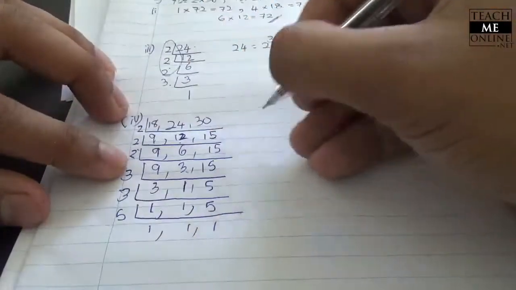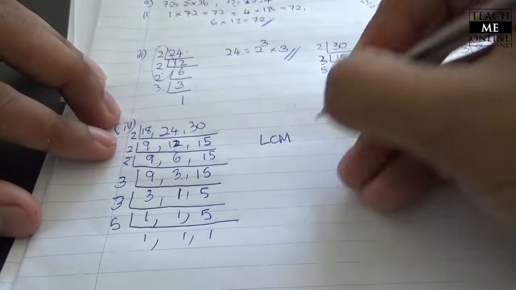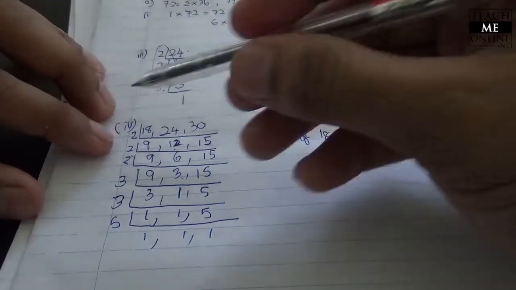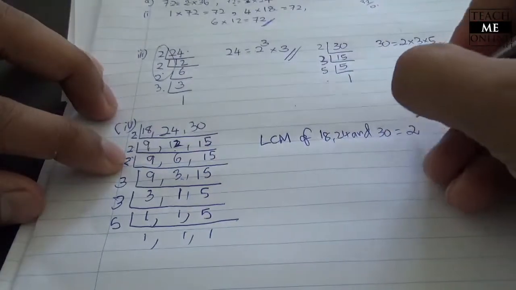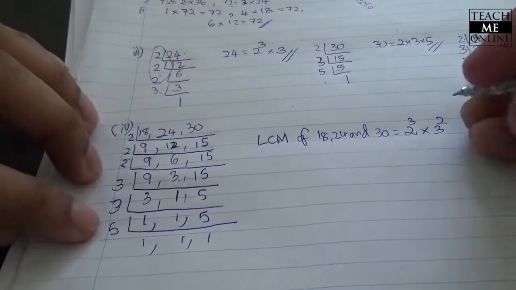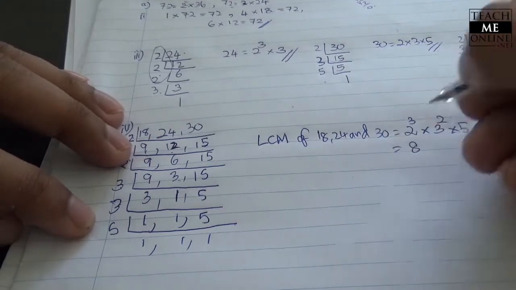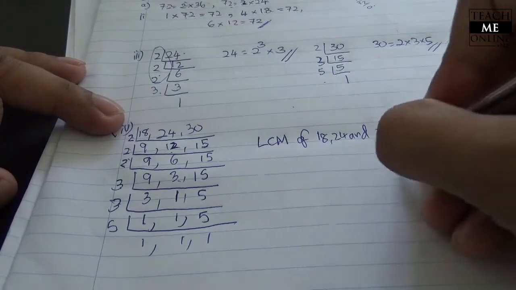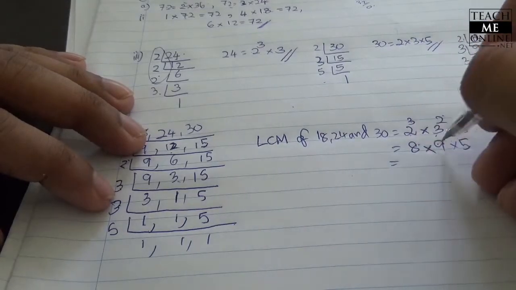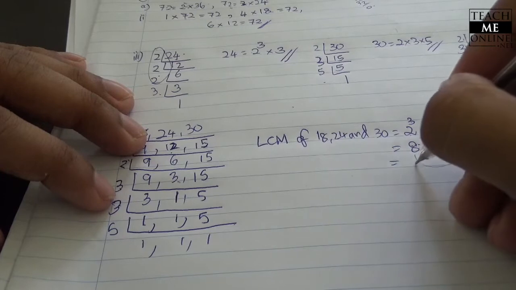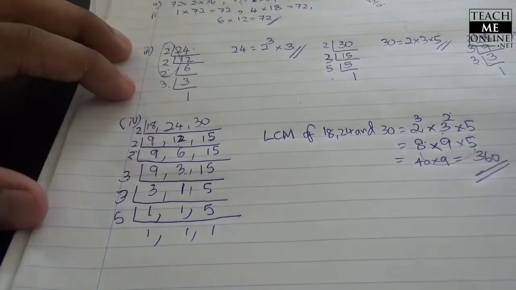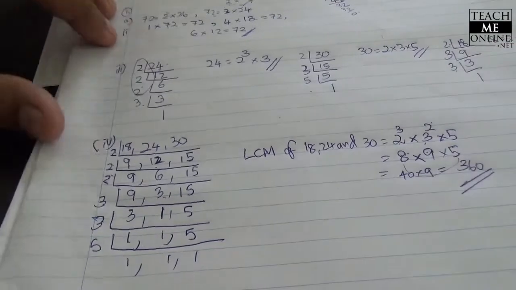Now we have the LCM, lowest common multiple of 18, 24 and 30 equals 2 into 2 into 2, that is 2 cubed, into 3 into 3, that is 3 squared, into 5. 2 cubed is 8. 3 squared is 9, into 5. Then we get 8 into 9 into 5. 8 into 5 is 40. 40 into 9 is 360. 360 is the LCM of 18, 24 and 30. Lowest common multiple.